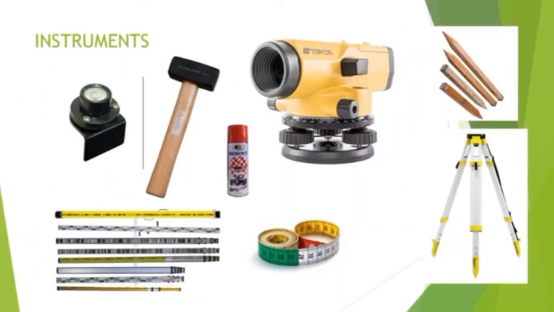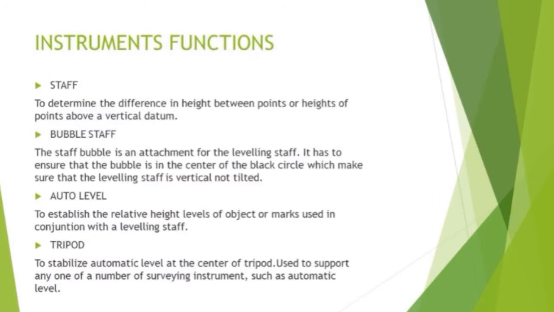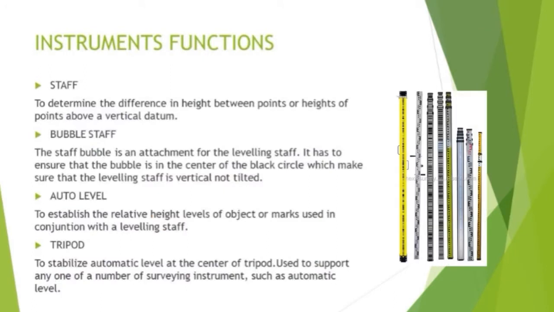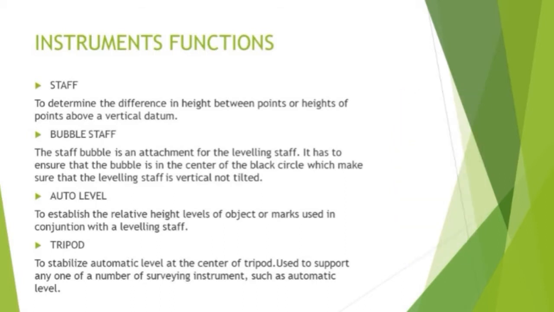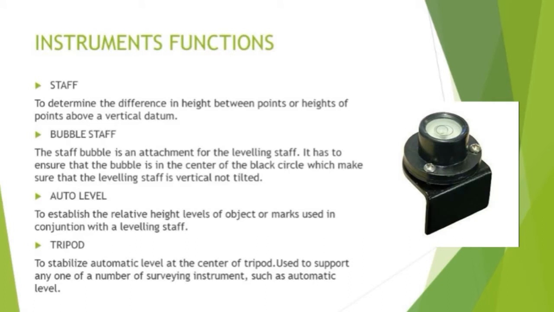To do leveling and contouring, we use these 8 items. First of all, we use the staff. The staff is used to determine the difference in height between points, or the height of a point above a vertical datum. Next, the bubble staff. The staff bubble is an attachment for the leveling staff. It ensures that the bubble is in the center of the black circle, which makes sure that the leveling staff is vertical, not tilted.